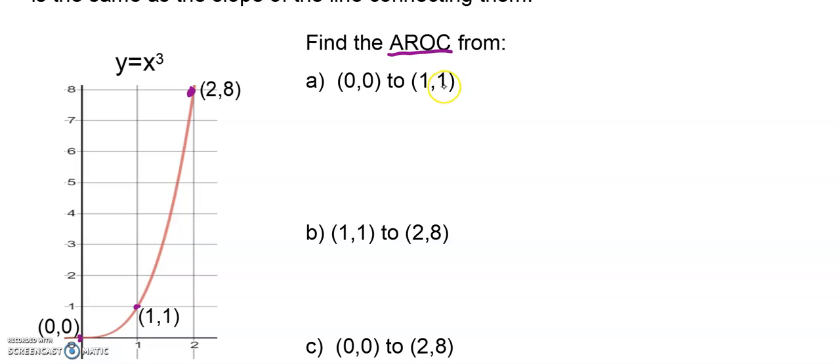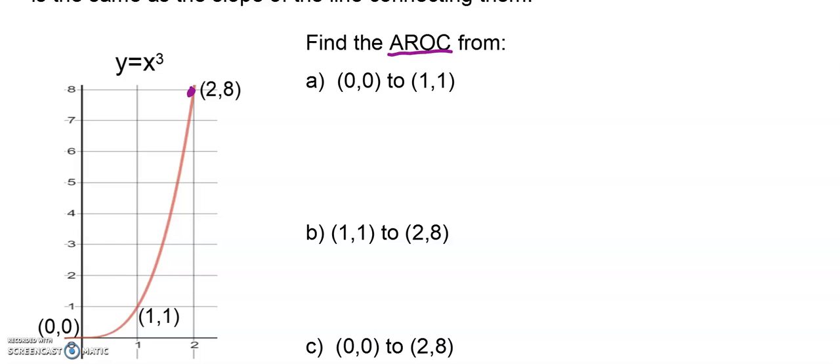Suppose I want to find the AROC, or average rate of change, from the point (0, 0) to the point (1, 1). Now again, rate of change is the steepness. As I follow this curve, as you can see, this curve is not very steep right here. It's kind of flat. But as I move to the right, doesn't it get steeper and steeper? So that rate of change is constantly changing. We know that. So in this case, I don't want to find the rate of change at each point. I want to find the average rate of change from (0, 0) to (1, 1).